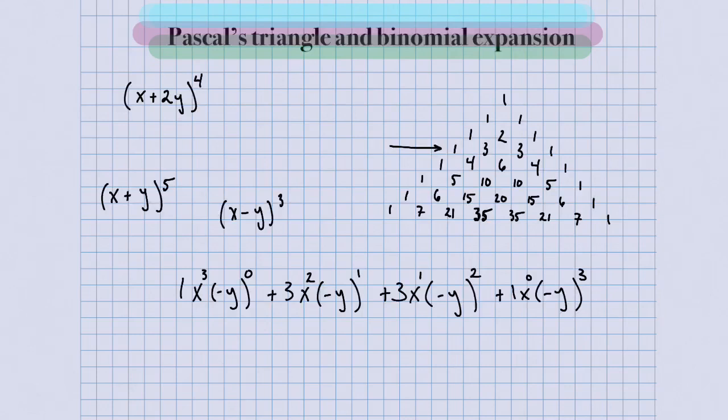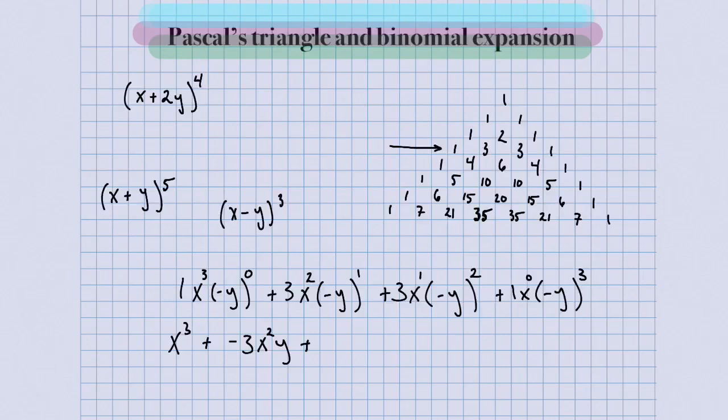Then doing the math, x cubed because this negative y to the 0 equals 1. Anything raised to the 0 power equals 1. It kind of goes away. Okay, the next one, 3x squared minus 1 to the first power is just going to be negative 3x squared y.